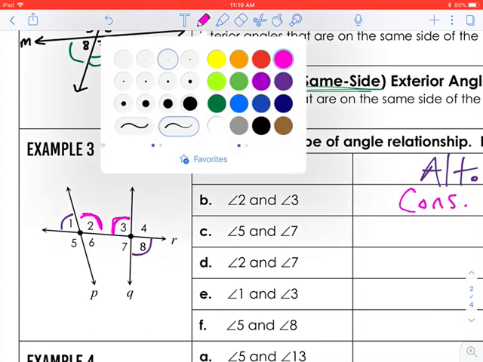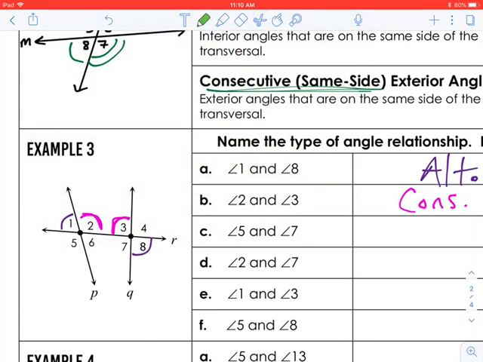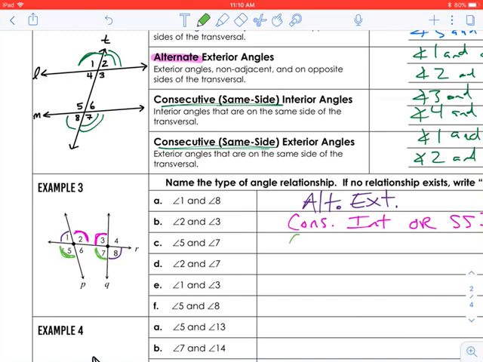Let's use green for that one. 5 and 7 are on that bottom left. So that's our first one. They're the same position, so they're corresponding angles. Corresponding. I don't know why that was so hard to write. Let's try that again. Corresponding.